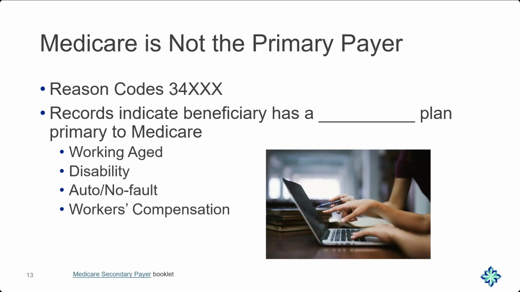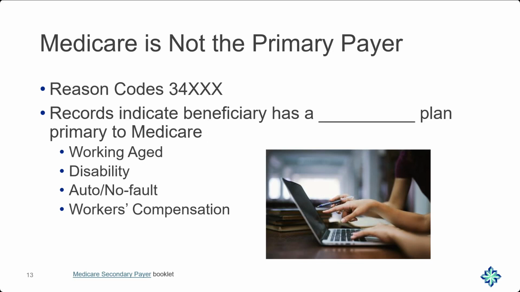The reason codes all begin with a 3-4, and then the rest of the digits vary based on the type of insurance that's showing. So rather than list them all out, because there were 7 or 8 of them, if I recall, I just put 34XXX. And then the narrative, of course, will be specific to the different types of insurance. But in a nutshell, it says records indicate the beneficiary has a blank type of insurance primary to Medicare. So that could be working aged, it could be workers' compensation, could be disability, any of those different insurances.